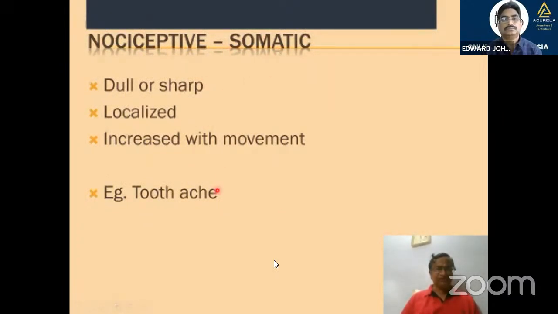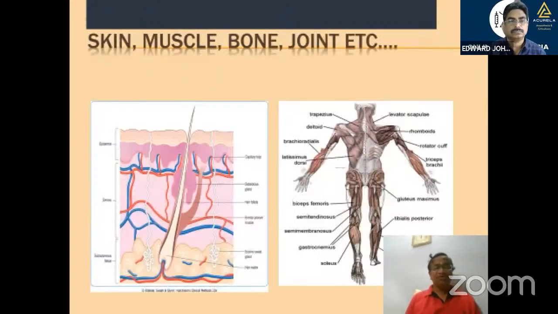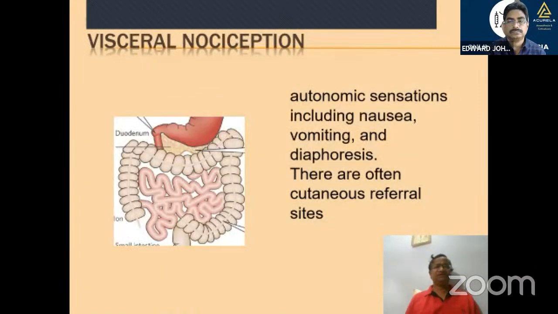Nociceptive somatic, yes, we know toothache. Very simple example. It increases with movements, dull or sharp, localized. Now we can have so many examples of nociceptive somatic pain. Visceral nociception: renal pain, appendix pain. Autonomic sensations will be there, nausea, vomiting, sweating, especially with visceral nociception.